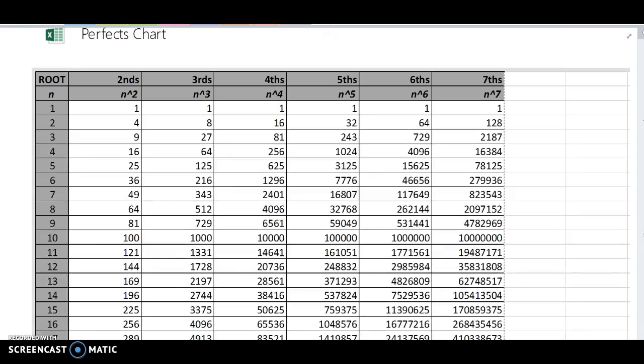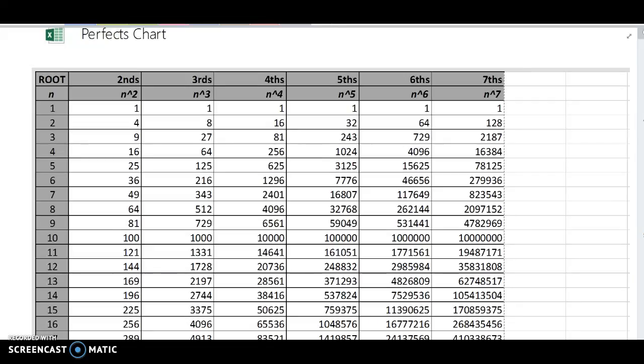I just passed out what's called a perfects chart. This is a chart that shows all of the perfect squares, well, not all, a group of the perfect squares, perfect cubes, perfect fourths, perfect fifths, and so on. This chart can be used in multiple ways. It can be used to find numbers like, what is 5 to the 3rd? So here's how you would use this chart to find 5 to the 3rd.